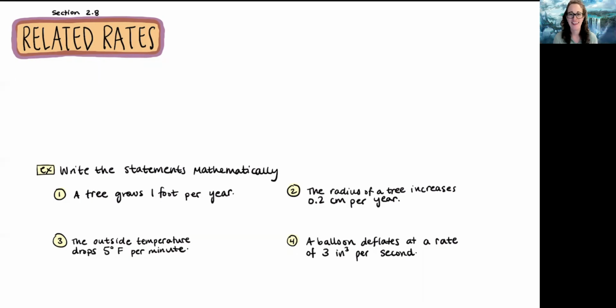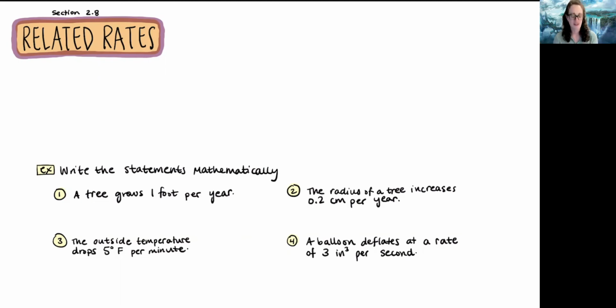Hello there. In this video, we will talk about something called related rates, which is our last section in chapter 2. It's basically an application of implicit differentiation, which we discussed in section 2.7. So if you haven't yet looked at that, math tends to build on itself sequentially. So please go watch 2.7's videos before trying to think about related rates.